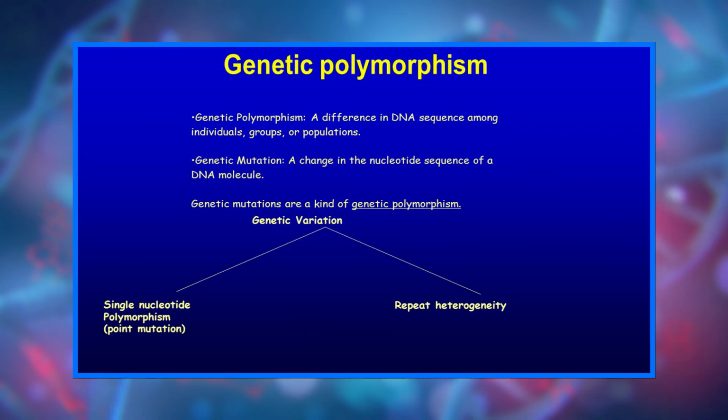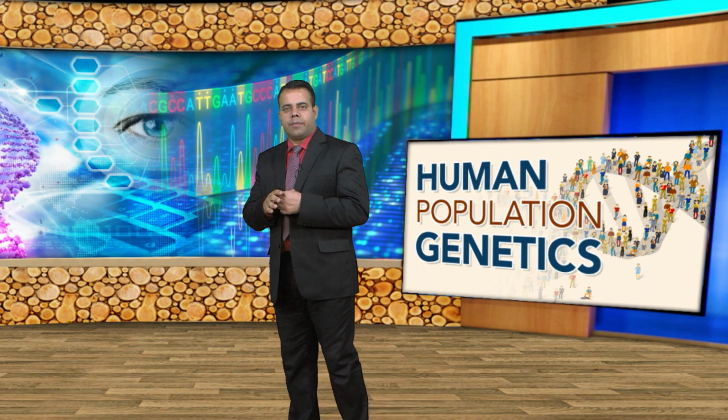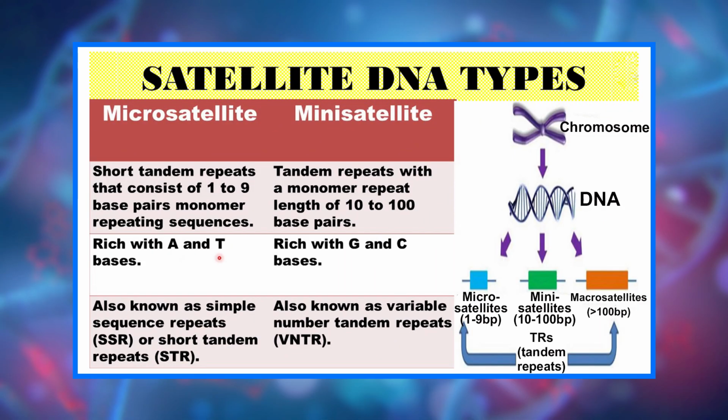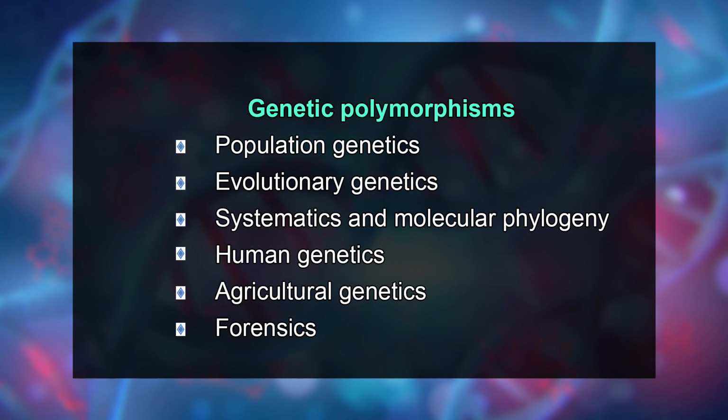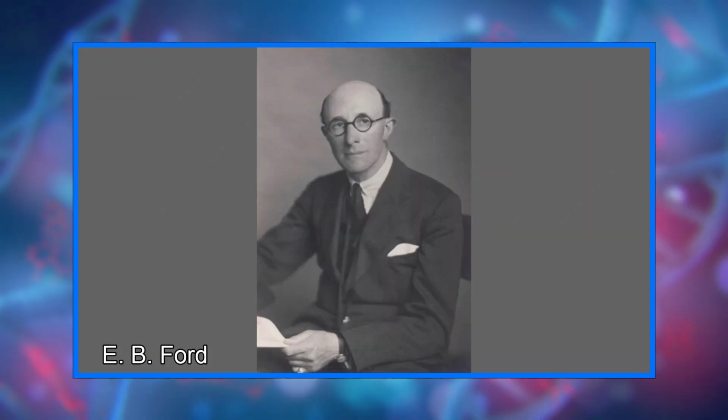Dear students, let's now discuss genetic polymorphism and its relevance to evolutionary theory. Genetic polymorphism is defined as variations among chromosomes, alleles, or other DNA sequences. Genetic polymorphisms, whether studied in the form of allozymes, RFLP, mini and microsatellite variation, or DNA sequences, have become useful tools in a variety of research fields, such as population genetics, evolutionary genetics, systematics and molecular phylogeny, human genetics, agricultural genetics, and forensics.